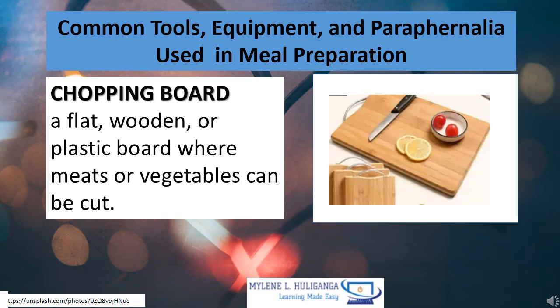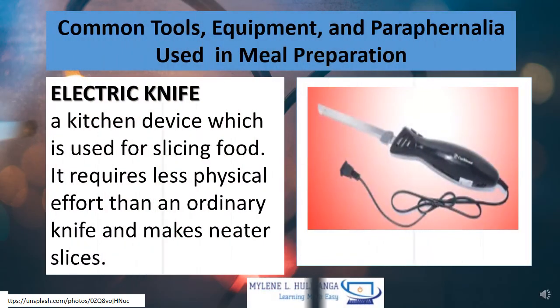Chopping board, a flat, wooden, or plastic board where meats or vegetables can be cut. Electric knife, a kitchen device which is used for slicing food. It requires less physical effort than an ordinary knife and makes neater slices.